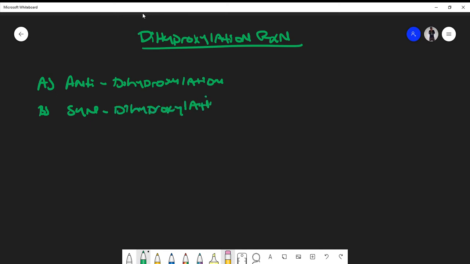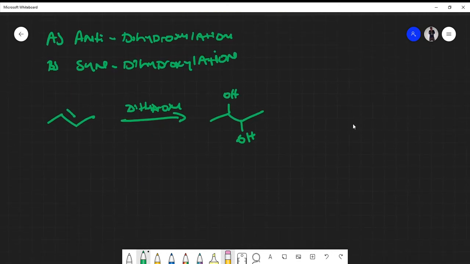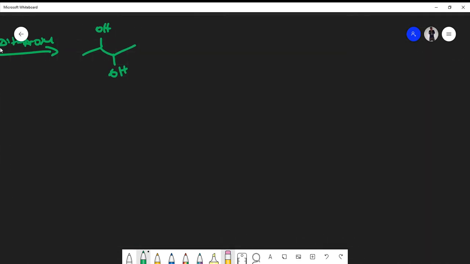Excuse me for my bad handwriting. Now the idea is that without showing any stereochemistry, if I take any alkene and I do this dihydroxylation reaction, this is the product that I should expect. Right? I get two OH, in other words, dihydroxylation across the double bond. So that's the gist of the reaction. Now let's go down into details with respect to each.